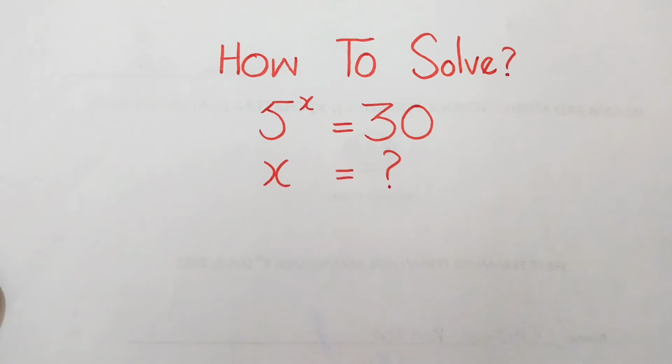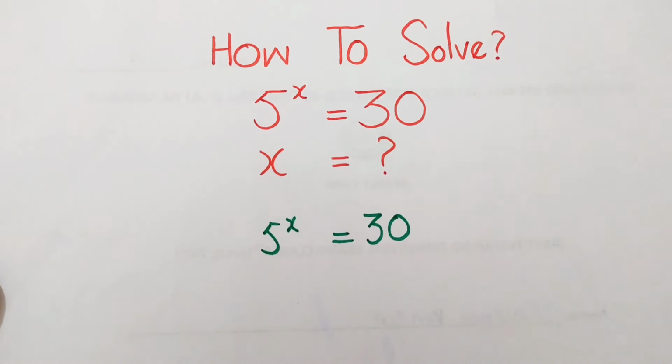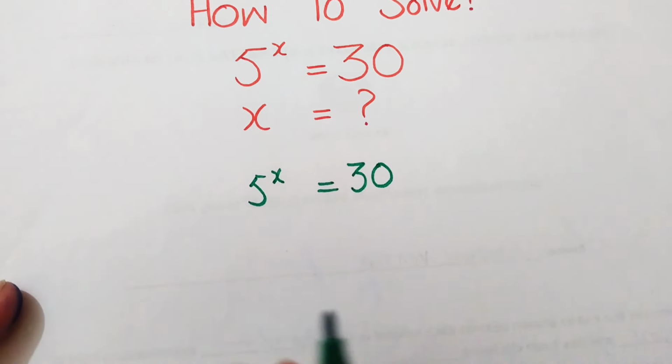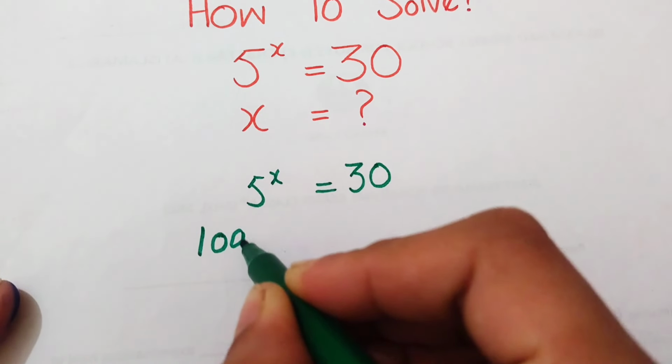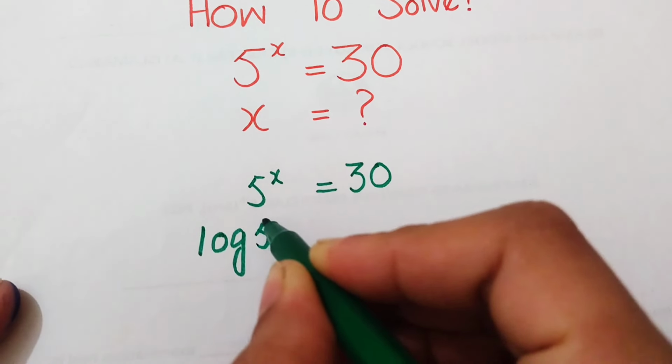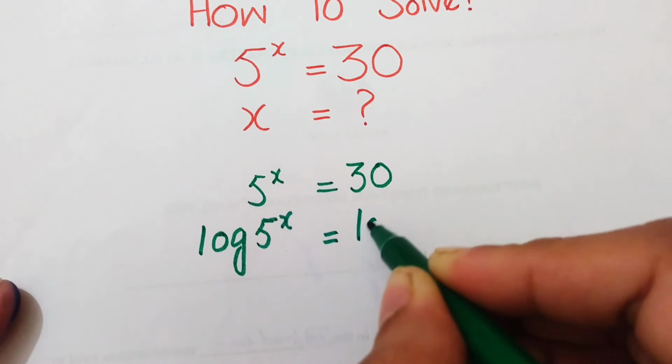Today we are going to solve this nice algebra question for the value of x. First of all, we take it 5^x is equal to 30, as we have to find the value of x. We take log on both sides and we write it as log 5^x is equal to log 30.